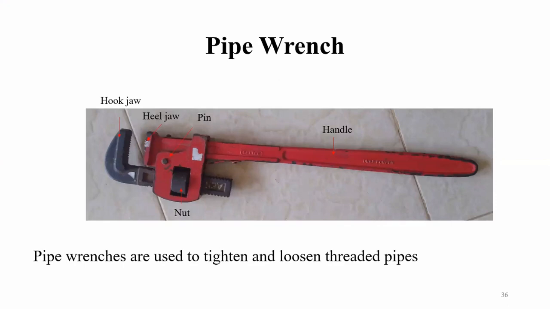Then the other one is pipe wrench. This one normally utilized to hold or tighten or loosen the threaded pipe. Normally this pipe wrench is utilized in pipes.